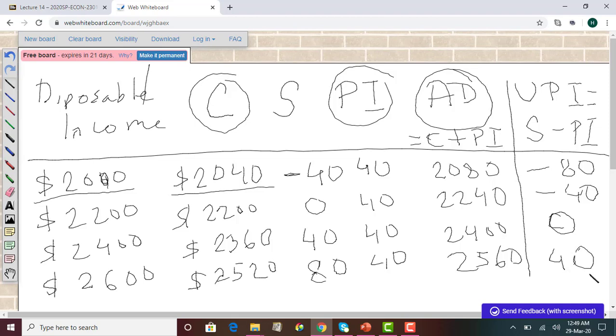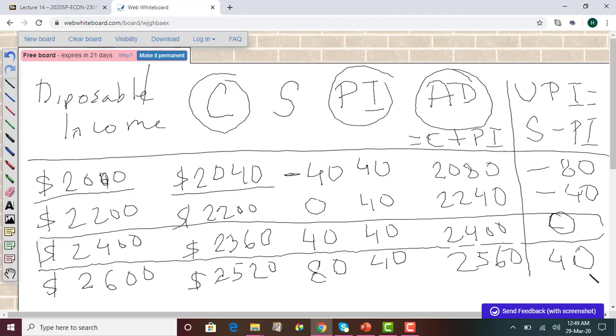Okay, one thing to remember, given this scenario, if I ask you what is the point where the economy will be at equilibrium, then we will say this is the point where economy is in equilibrium. So basically, when your unplanned investment is zero, that's when your economy is at equilibrium. So if I ask you what is the disposable income at equilibrium, then you would see the disposable income is 2400 and it is in the equilibrium. How do I know that? Because the unplanned investment is equal to zero. So that means the economy is in equilibrium at this point.